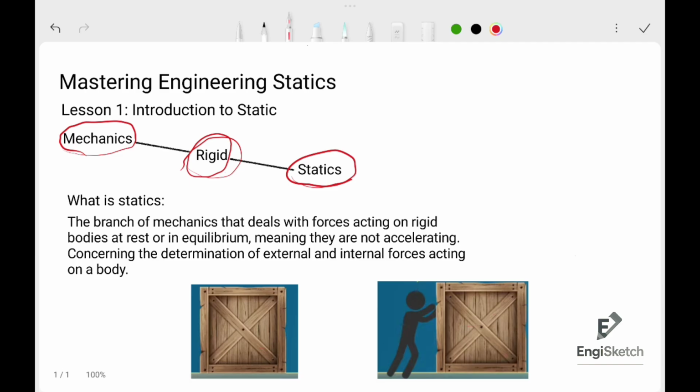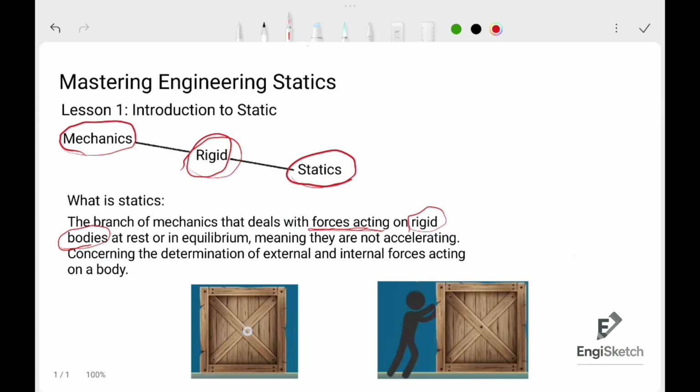What is statics? As we know here, statics is related to rigid bodies and is related to mechanics. That's why in some universities it's called engineering mechanics, and in some universities it's called statics. First of all, what is statics? The definition: the branch of mechanics that deals with forces, this is the first thing, acting on what? On rigid bodies. So we know that statics is related to rigid bodies.